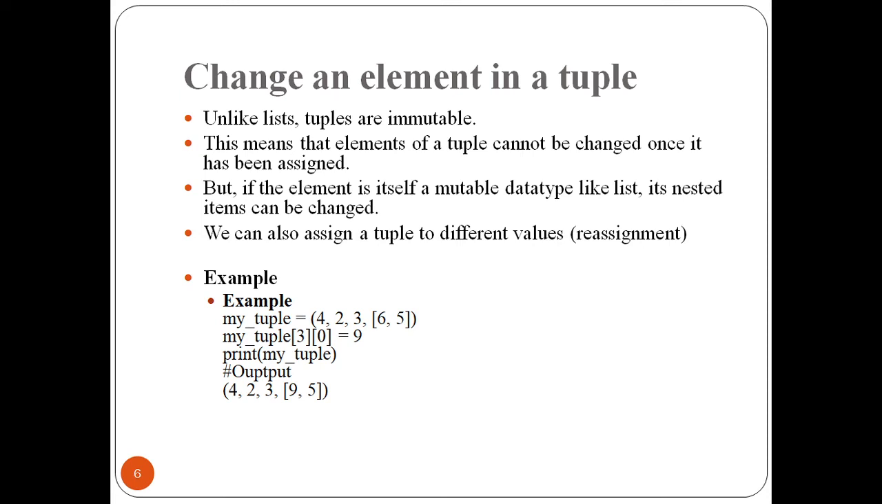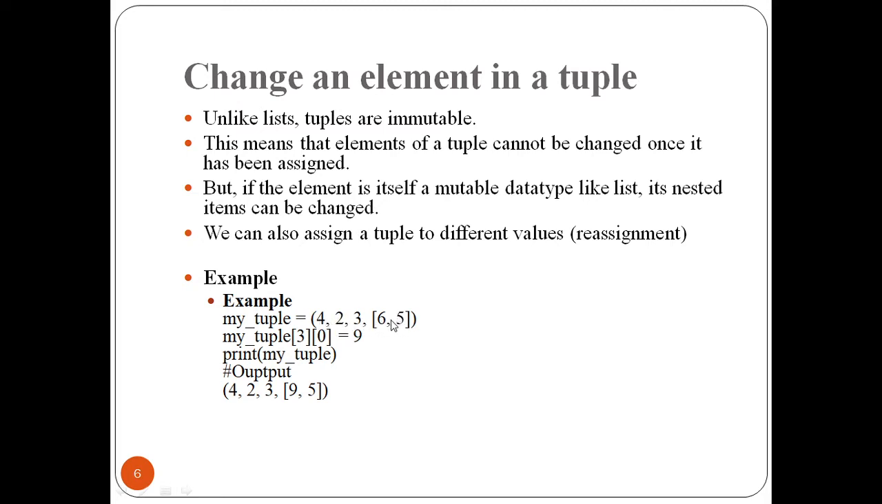Changing an element in a tuple. Unlike lists, tuples are immutable. Previously I said that tuples are immutable and I can't change the tuple, but still you can change the tuple items when an item is a mutable data type. That means if the tuple contains an item as a list, then you can change it. Here is an example: my tuple is 4, 2, 3 and 6, 5, where 6, 5 is a list. So this list item you can change, but you can't change the tuple items.